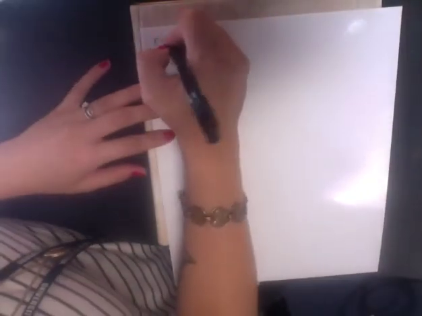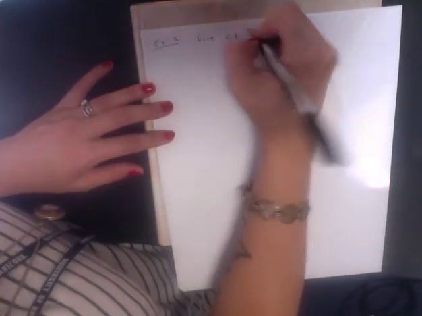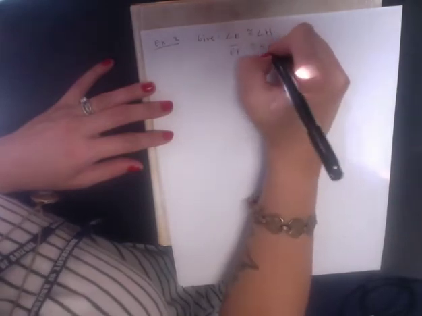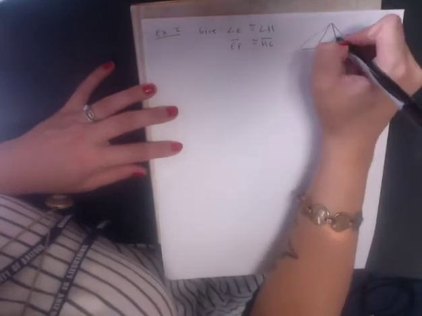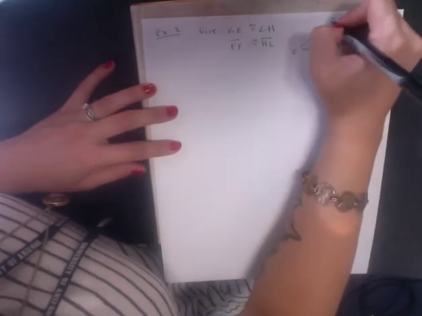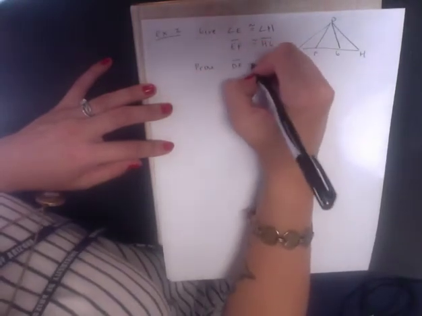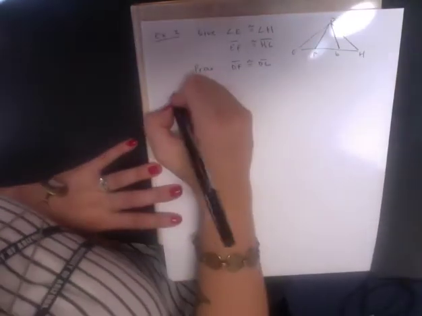Okay, I'm going to do another example. Pause if you need to slow down. Example 2. Given that angle E is congruent to angle H and EF is congruent to HG, here's my triangle. Triangles, excuse me. E, F, G, H, D. I want to prove that DF is congruent to DG.